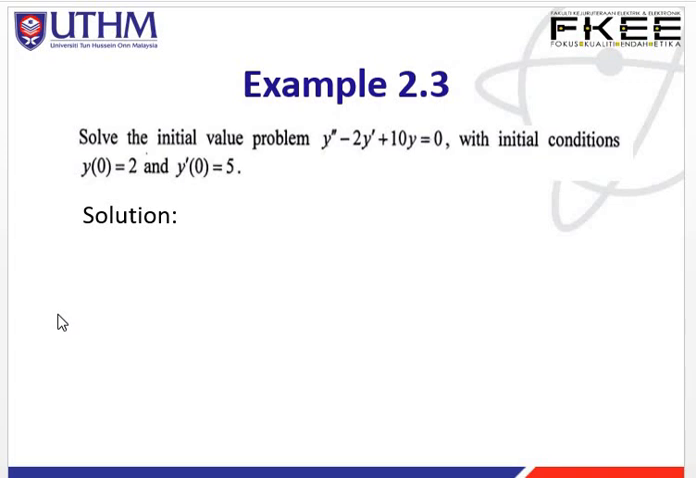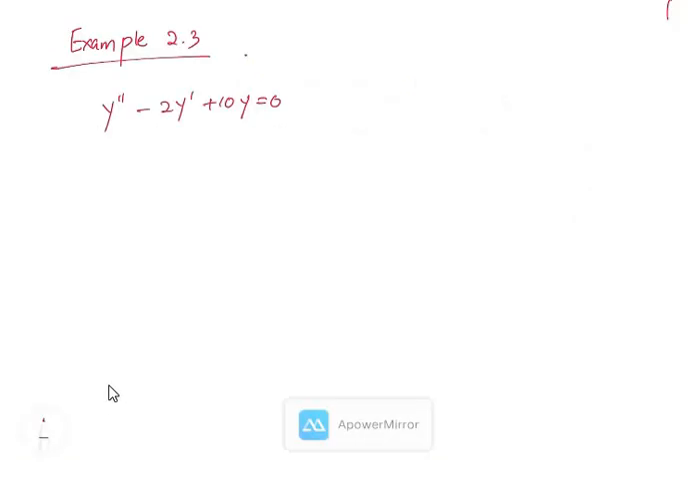Now look at example 2.3. Solve the initial value problem y double prime minus 2y prime plus 10y equals 0, and the initial conditions are y0 equal to 2 and y prime 0 equal to 5. First of all, we need to know the constants. So we change to m squared minus 2m plus 10 equal to 0. So these are the constants A, B, and C.